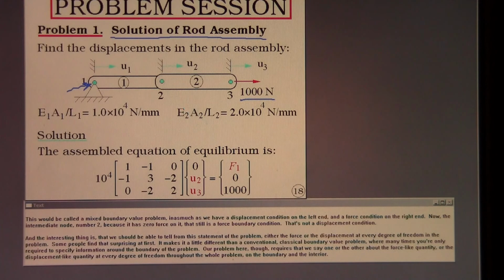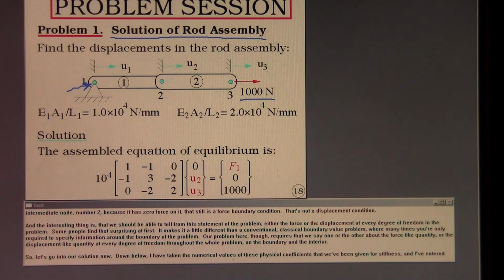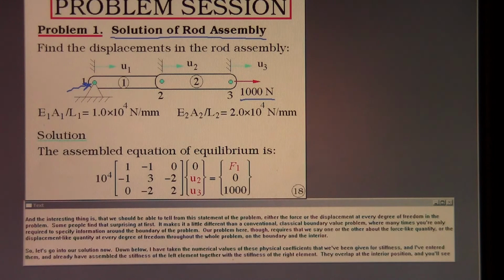And the interesting thing is that we should be able to tell from the statement of the problem either the force or the displacement at every degree of freedom in the problem. Some people find that surprising at first. It makes it a little different than a conventional classical boundary value problem, where many times you're only required to specify information around the boundary of the problem. Our problem here, though, requires that we say one or the other about the force-like quantity or the displacement-like quantity at every degree of freedom throughout the whole problem, on the boundary and the interior. So let's go into our solution now.